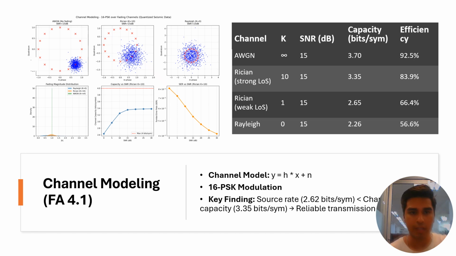Second, the Rician channel with a strong line of sight, like a direct path. This achieved 3.35 bits per symbol, about 18.4% efficiency. This is realistic for most seismic stations. Third, the Rayleigh channel with no line of sight. This performed poorly with only 2.26 bits per symbol. The key point is that our source rate after compression, 2.62 bits per symbol, is less than the Rician channel capacity. Reliable transmission is possible.